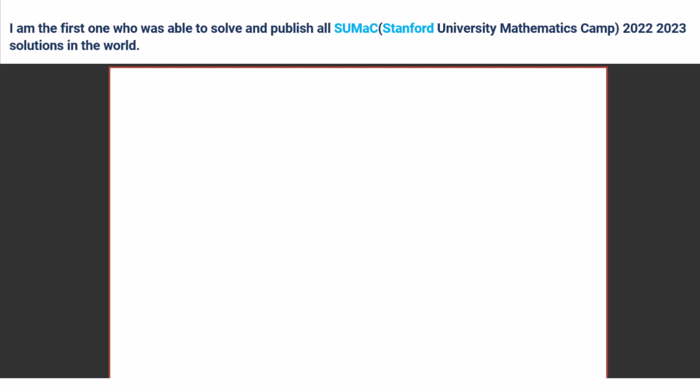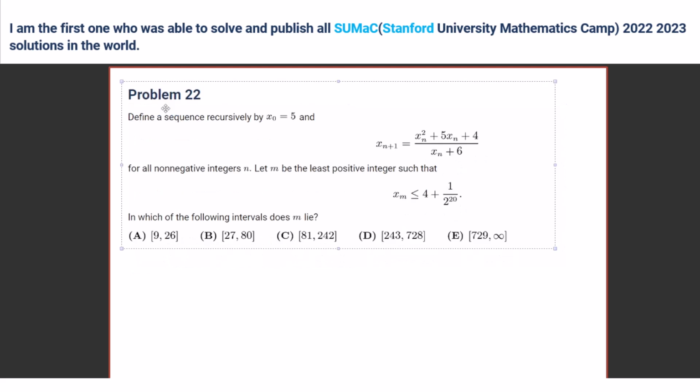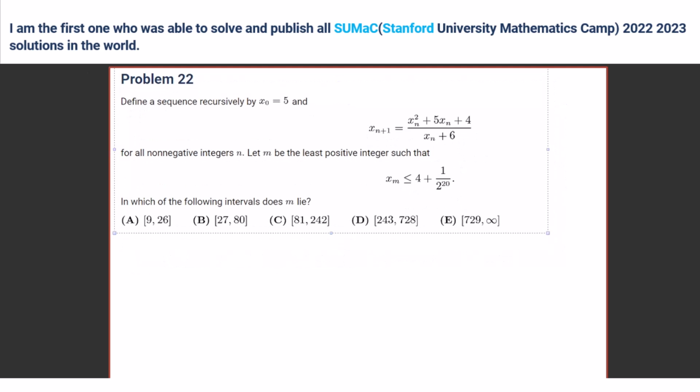Ah, 22. I remember this problem. It is one of the hardest problems of AMC. So let's try 22 first. 22 and 25 you said? Yeah. I don't remember 25, but let's try this. Can you see my screen? Yep.